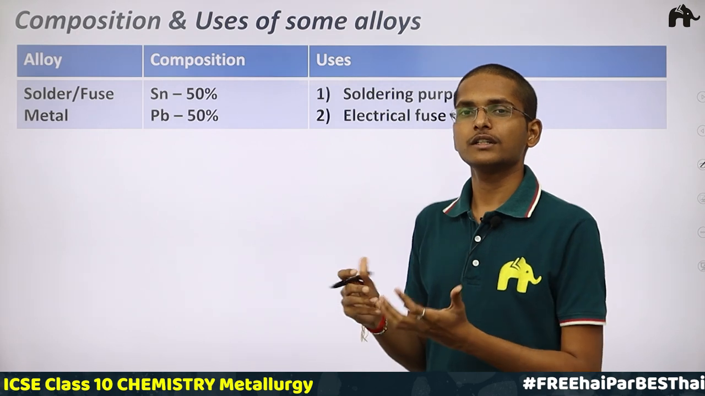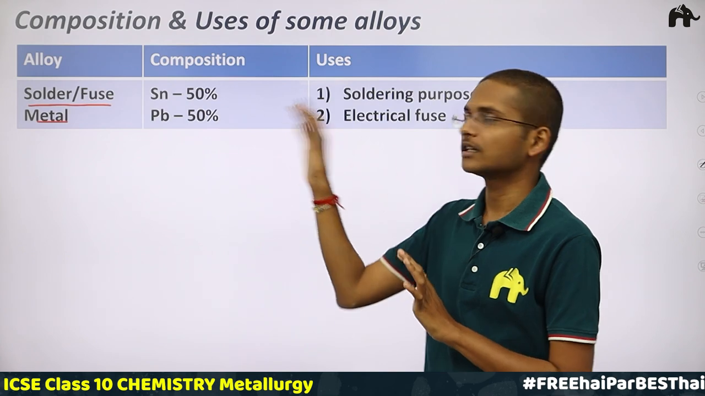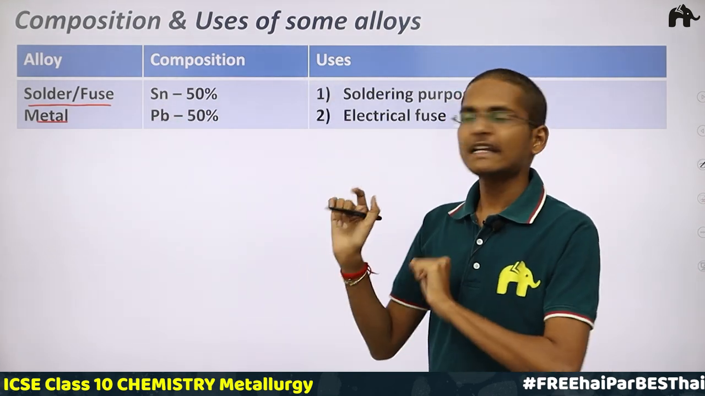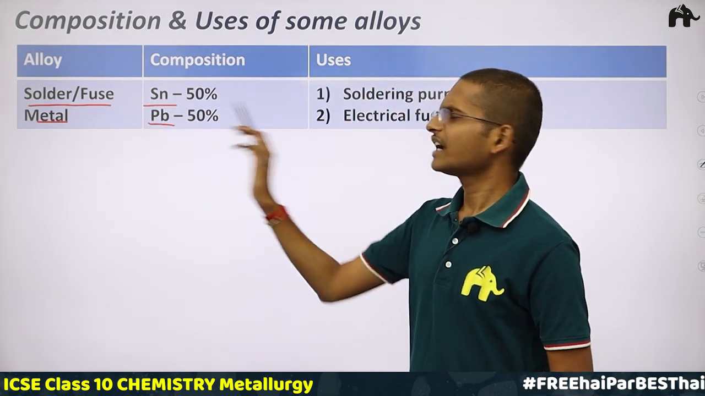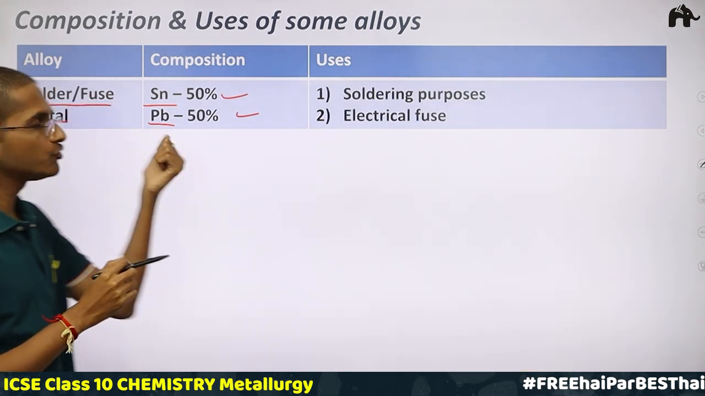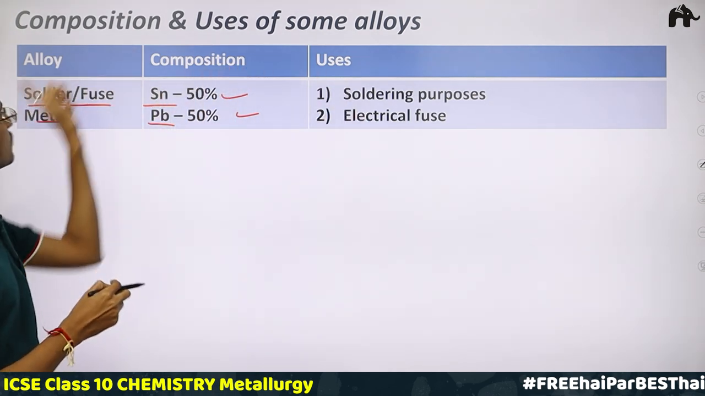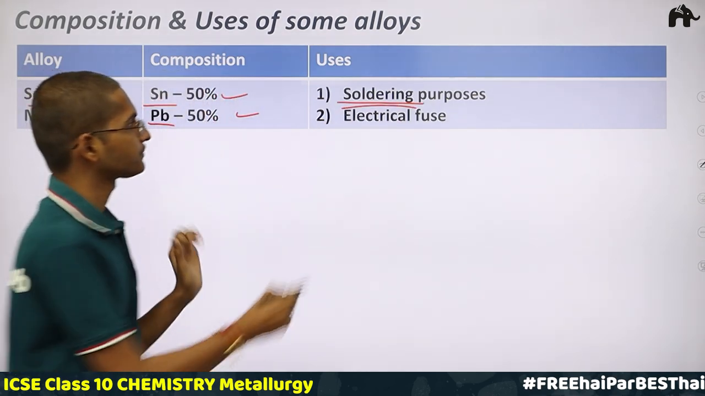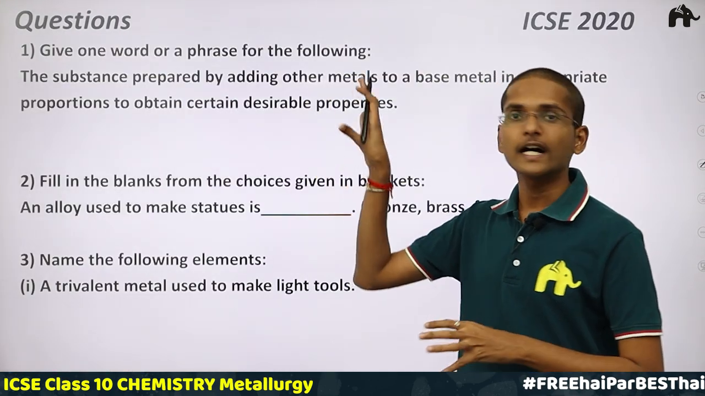And lastly, the solder or fuse metal. Now this is new for you. Maybe you have heard it for the first time. Maybe I also have heard it for the first time. So what is solder or fuse metal made up of? Tin and lead. Very simple. These are the symbols of tin and lead. And the composition is also very simple, 50-50%. For what purpose is it used? The uses are also very easy to remember: soldering, and fuse means electrical fuse. Clear? That's it. Now let's see some questions based on this alloy topic.